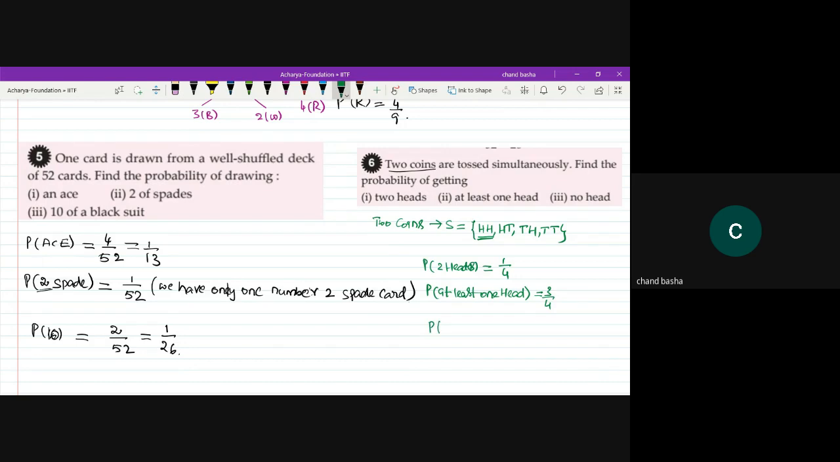And probability of no head. No head means it is all tails. All tails, so that is 1 divided by 4. These are the 3 points he asked.